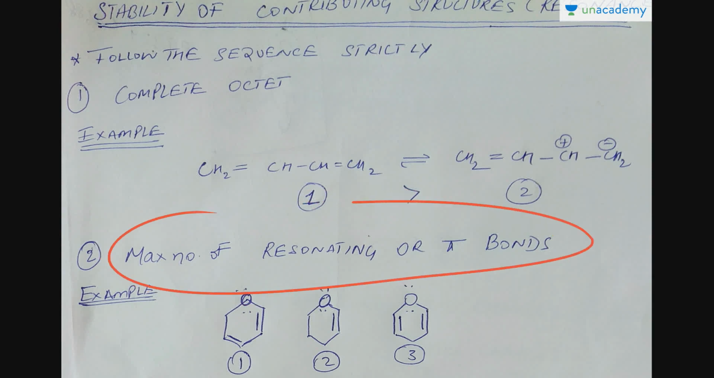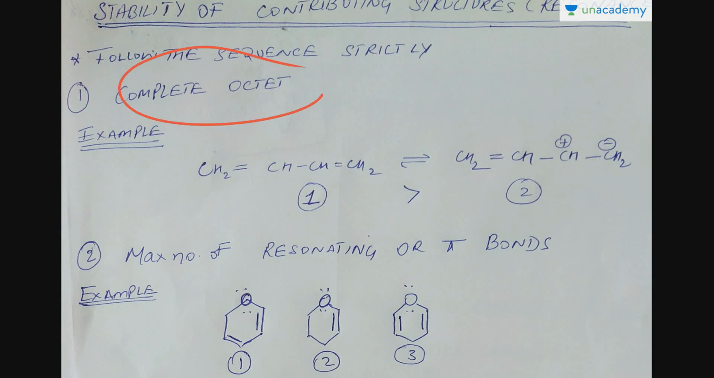search for maximum number of resonating or pi bonds. Okay, let me first explain what these rules are. Now the first rule is, first and foremost you have to give priority to octet completion. For example, in this, each and every carbon has complete octet, but in this one carbon has incomplete octet, so automatically this first contributing structure will be more stable.